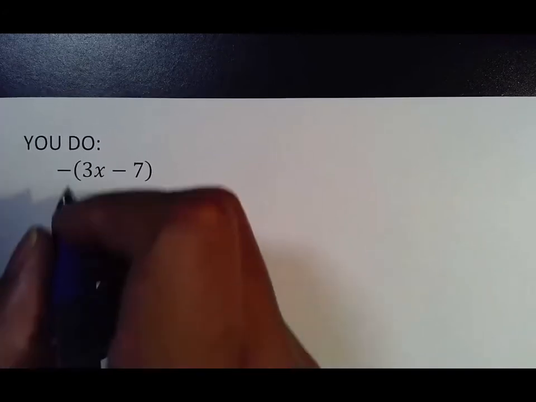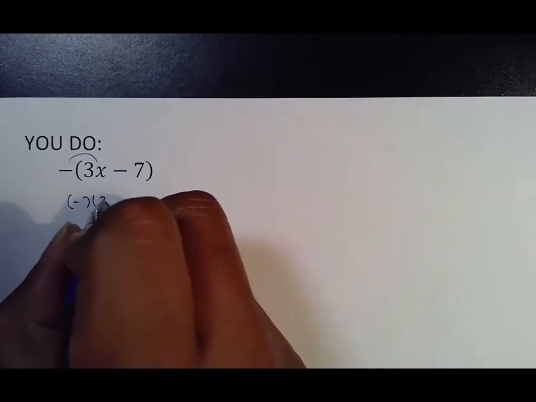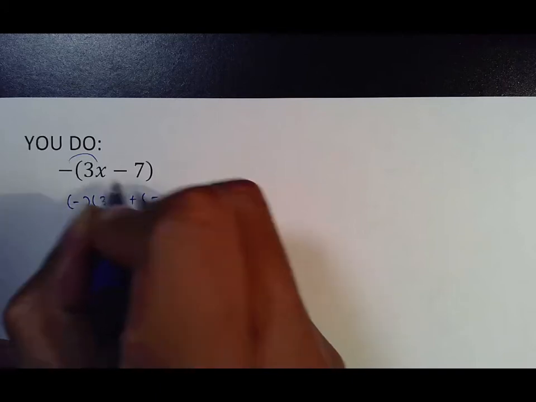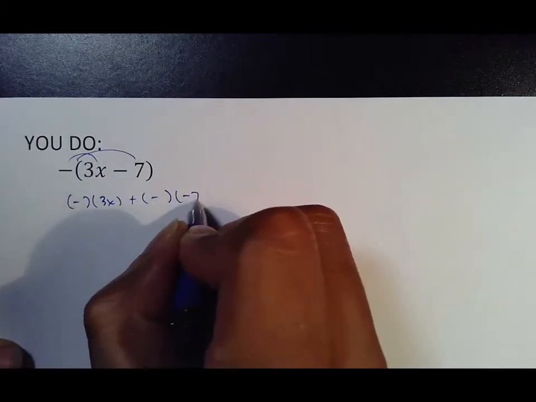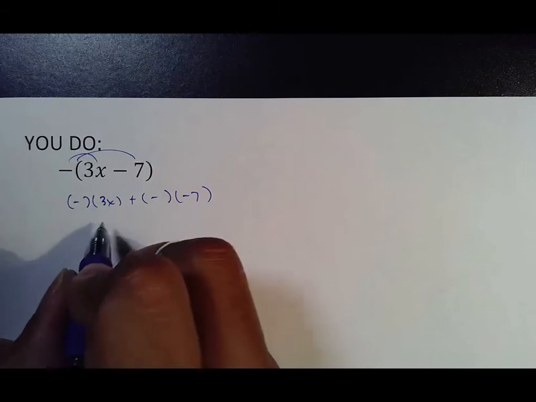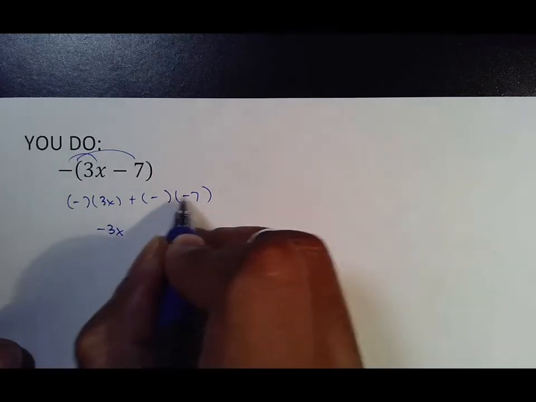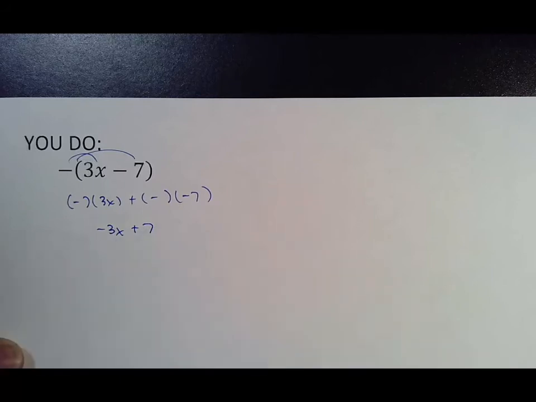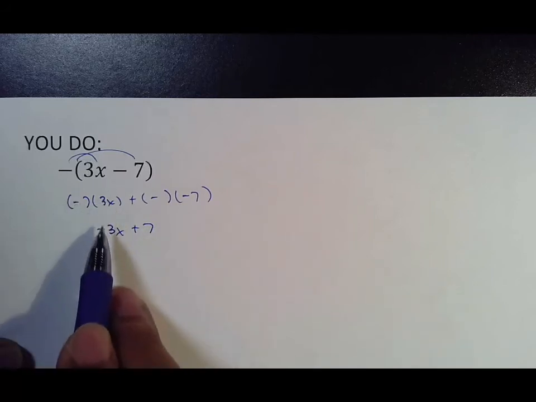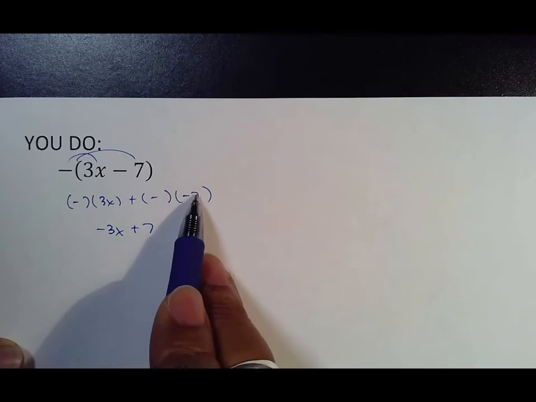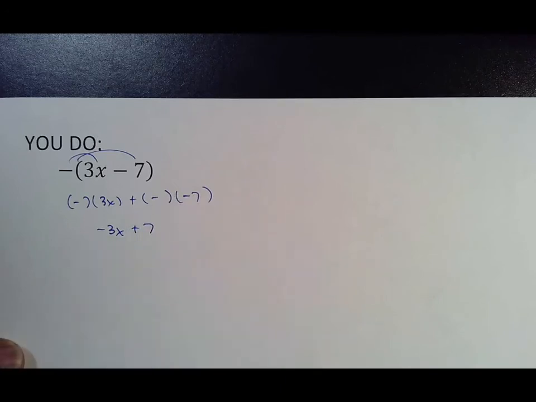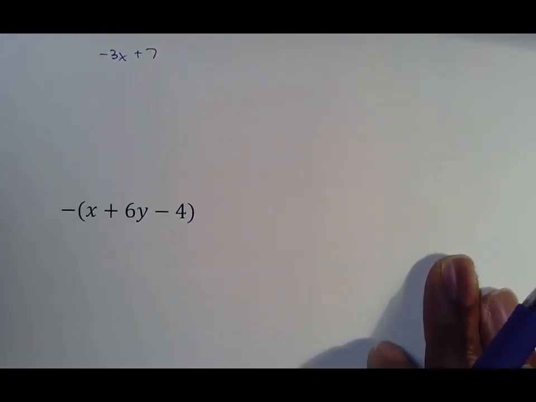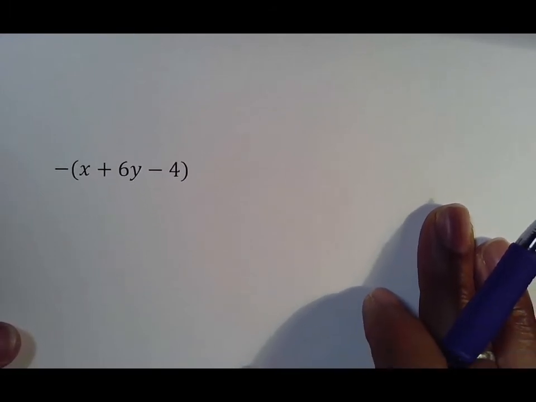I'm going to go ahead and work now. The negative meets 3x, and the negative meets negative 7. This goes together to make negative 3x. This goes together: opposite of negative 7 is positive 7. That is it. Again, that means opposite of 3x, which is negative 3x, opposite of negative 7, which is positive 7. All right. Go ahead and try this one, and then we'll get ready to close this thing out.